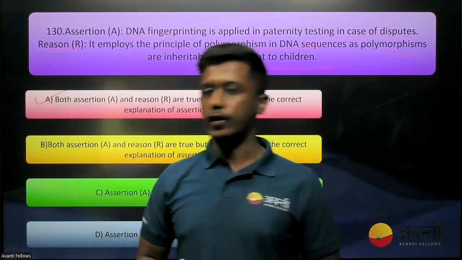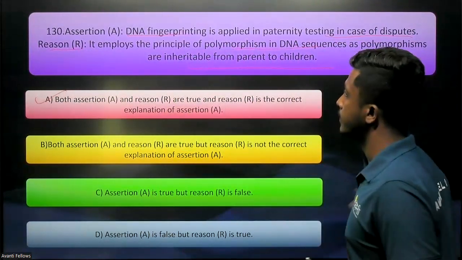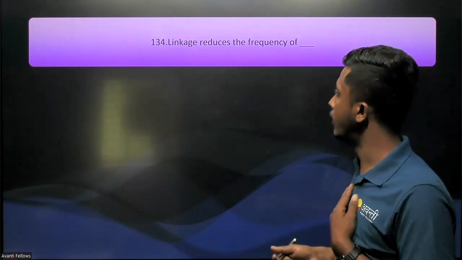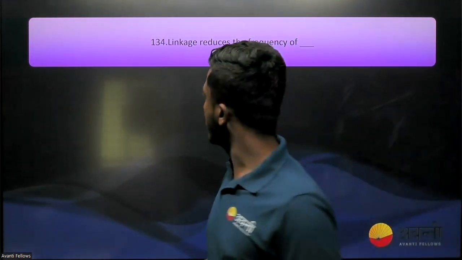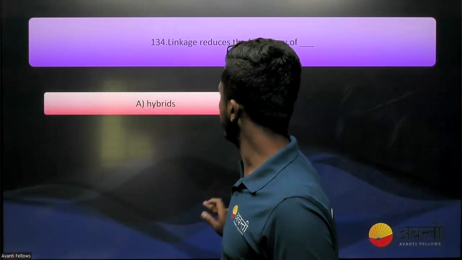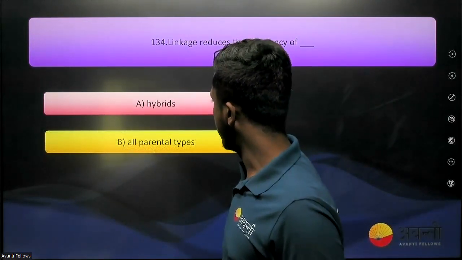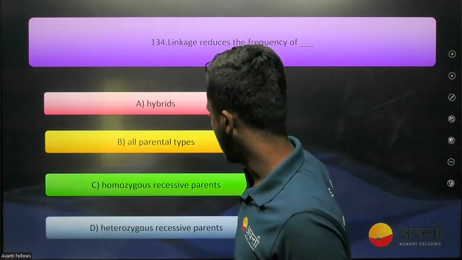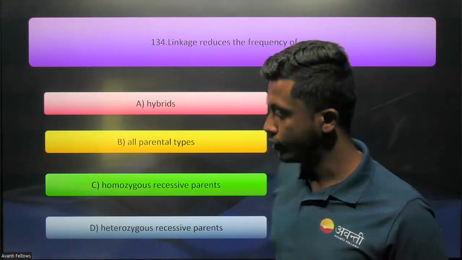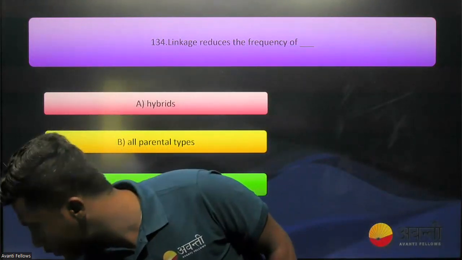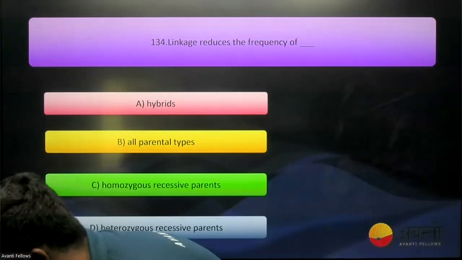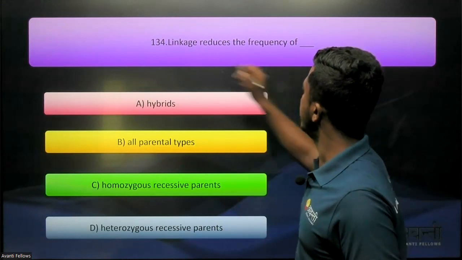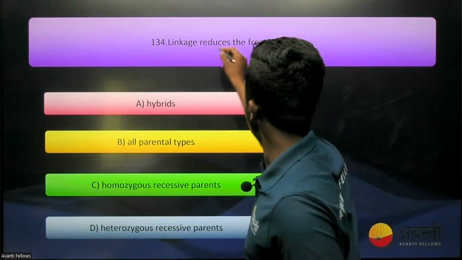Yes, students. So let's look at the next question. Linkage reduces the frequency of. Look at your options: hybrids, all parental types, heterozygous recessive parents, and homozygous recessive parents. So these are our options. All right, students, linkage reduces the frequency of what?